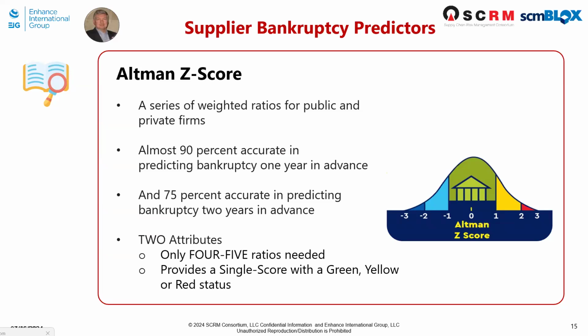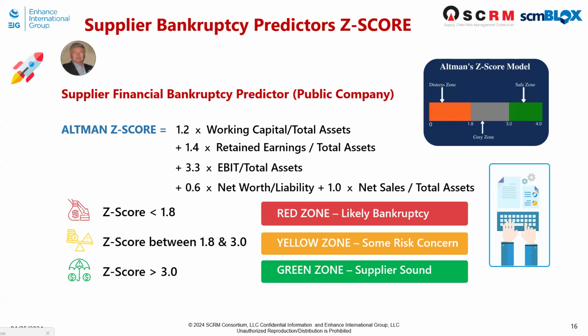So what's it made up of? There are only 4 or 5 ratios. We'll show you an algorithm in a minute, but it provides a single score with kind of a green, yellow, and red status. So folks, it's a financial heat map, and the beauty is it's free. You can find it in Wikipedia, Investopedia. It's been out there for 40 years. So with that, we'll talk a little bit more about what it looks like.